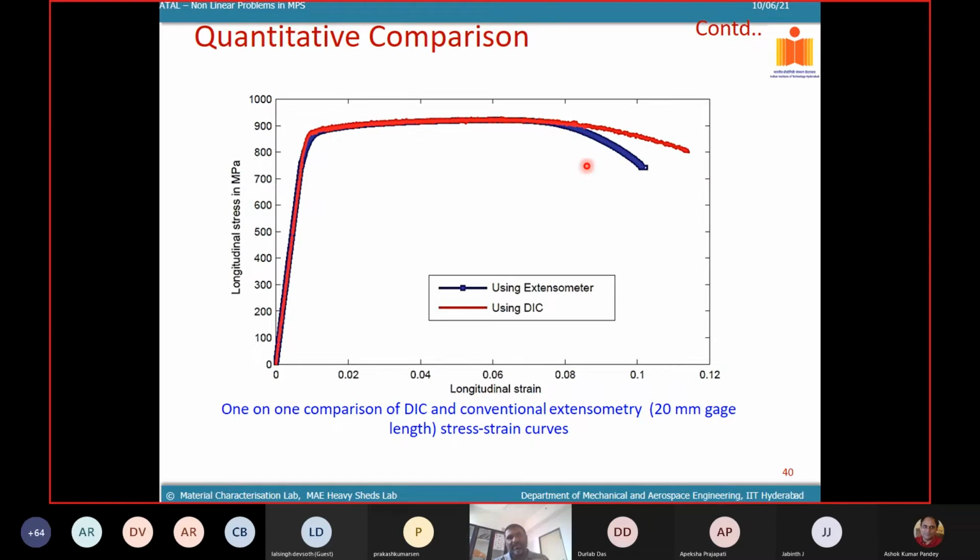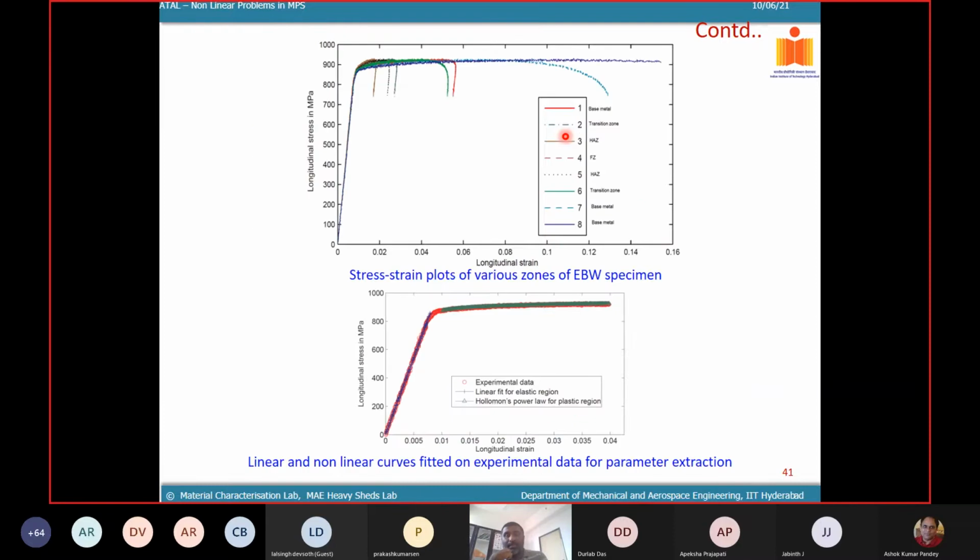So you have to understand DIC is more accurate than the extensometer, because an extensometer doesn't measure strain. You are estimating the deformation, and from the deformation, you're back calculating the strain. So in a sense, just before the failure, there is a deviation, where we believe DIC is more accurate than your extensometer readings.